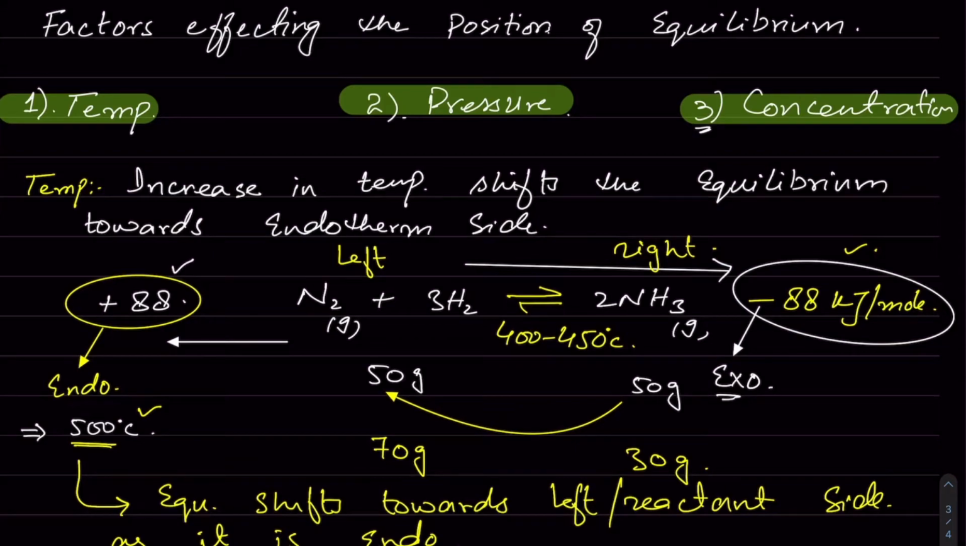If you decrease the temperature, let's suppose to 300 degrees C, for a similar reaction the rate of reaction would decrease, but the amount of product will be more, or equilibrium will shift towards the product side.